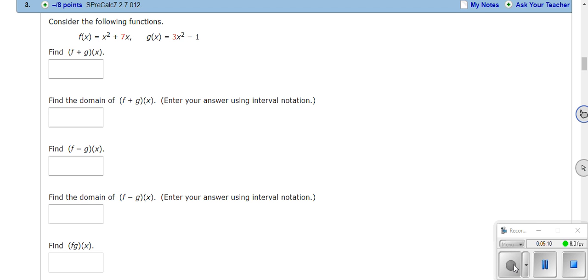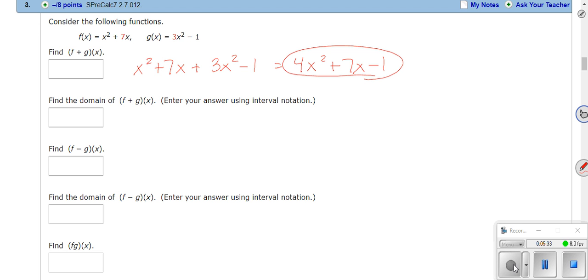So for instance, on this one, find f plus g. You are literally taking x squared plus 7x plus 3x squared minus 1. Okay, well, combine like terms. This is easy enough. So you're going to have 4x squared plus 7x minus 1. That is your f plus g of x function.